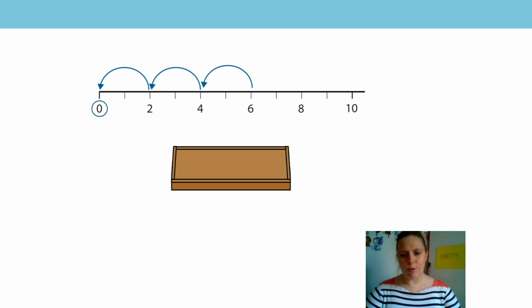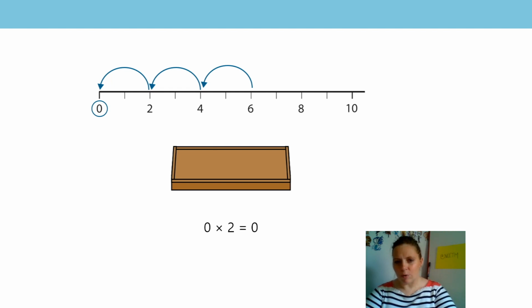How many shoes in a group? 2. So we've got our factors, 0 and 2. We've got 0 groups of 2. And the product of 0 times 2 is 0. So this is what I wrote. 0 times 2 equals 0. Well done if you got that. If you didn't, just have a look at where you think I got these numbers from. But don't worry, we'll do some more work on this.